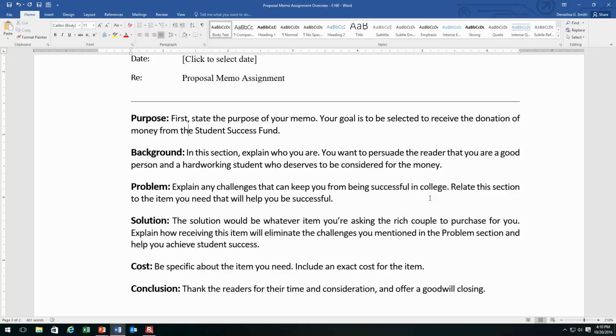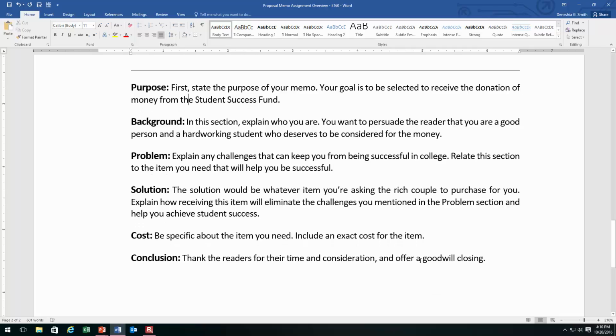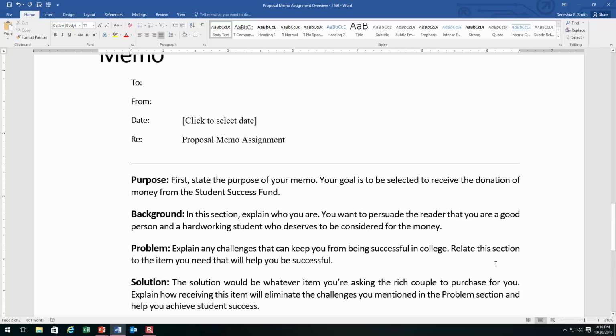So if you need them to buy you a car, you need to get an exact cost for that car. Go online, look for the car, try to figure out the exact cost for the car so that they know exactly how much money to give to you if your proposal is accepted and selected. Finally, conclusion. Thank the readers for their time and consideration, and then offer an additional goodwill closing, because in this case, they are probably, possibly, maybe going to give you a lot of money for what it is you're asking for. Okay, so for this proposal memo, you are trying to create a proposal that will indicate that you are the person who needs to receive this money.